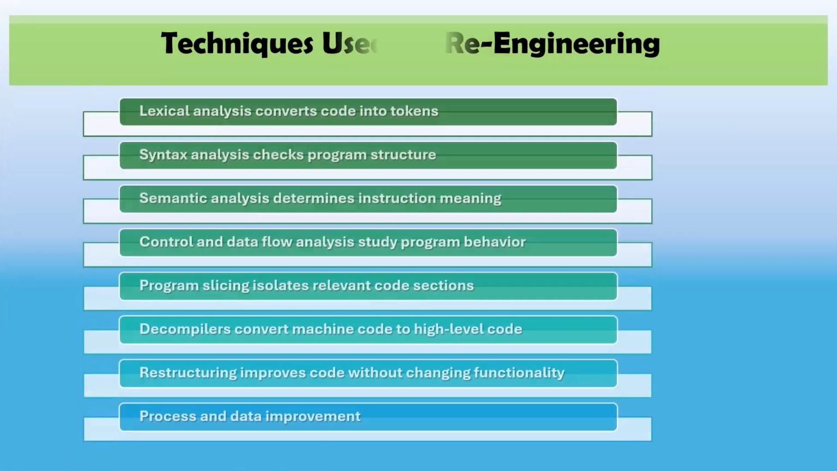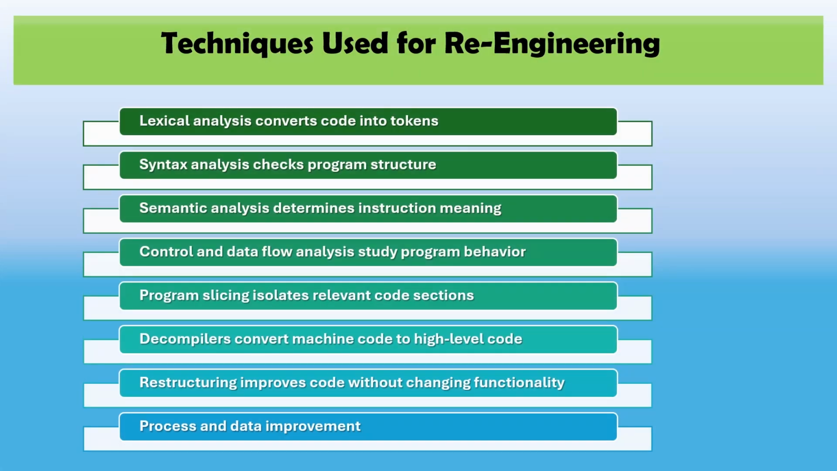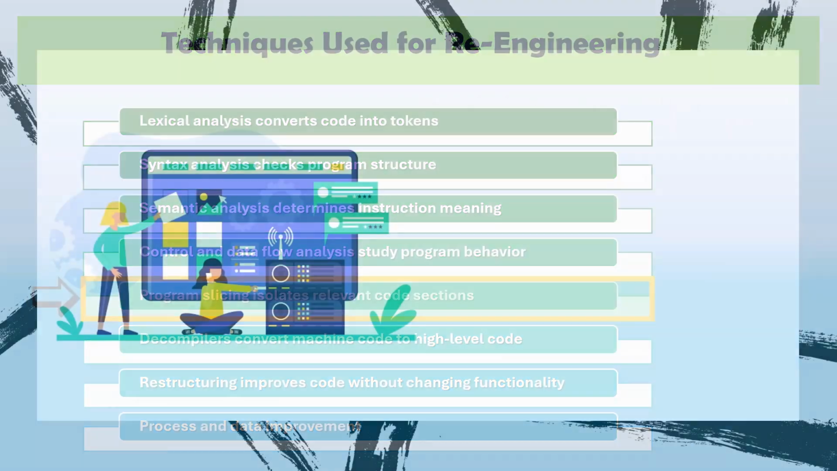Semantic analysis determines which variables depend on other variables, how data moves through the program, and how the instructions are logically connected. For example, semantic analysis identifies that salary equals basic plus bonus minus tax. So it depends on the values of the basic, bonus, and tax variables. This dependency information is essential for program slicing.